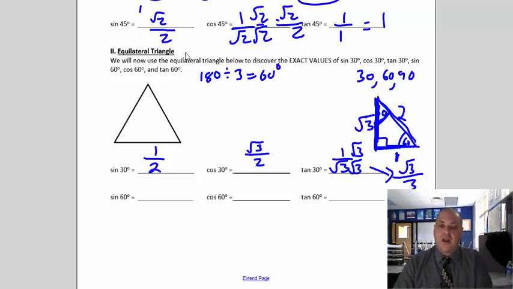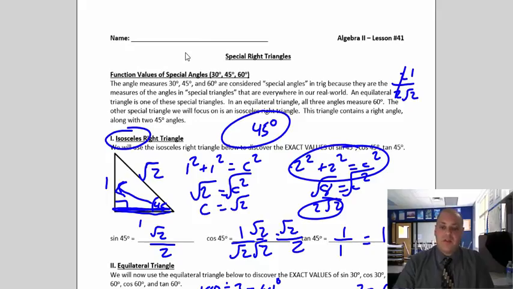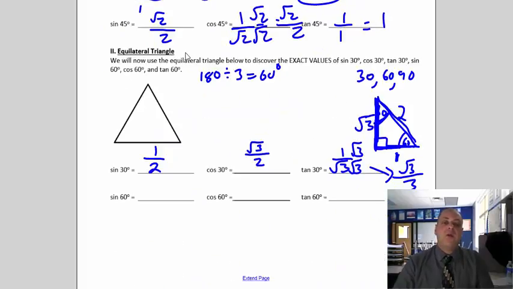And we're going to put those in our chart on the next page. The sine of 30 is 1/2. The cosine of 30 is radical 3 over 2. And the tangent of 30 is radical 3 over 3. So we are going to have to memorize all these, and I know it sounds like a lot right now, but once we work with them, it's going to become a lot easier.